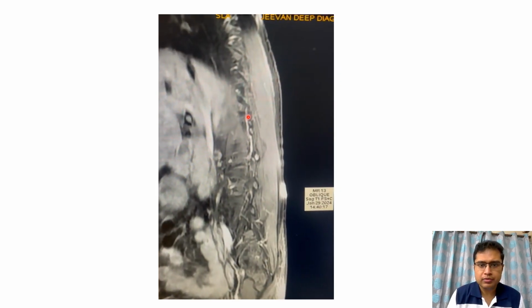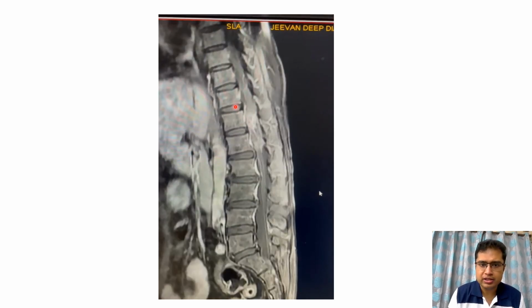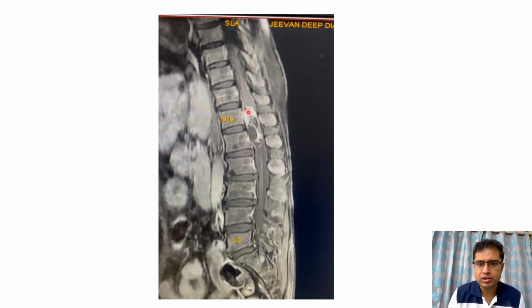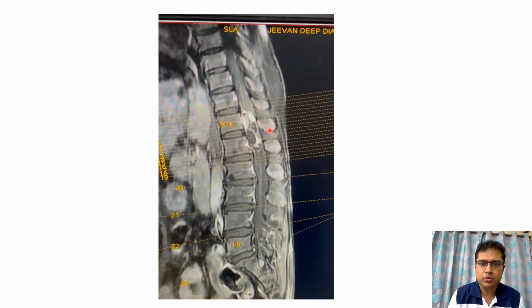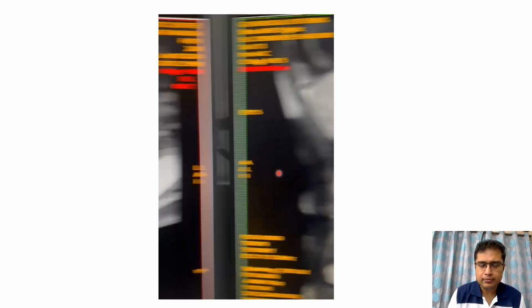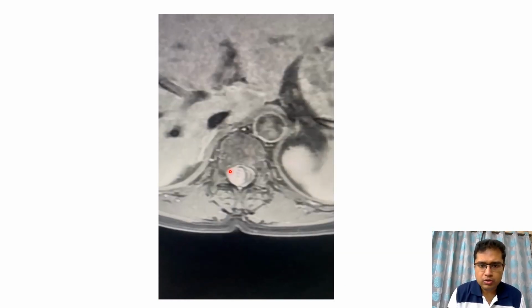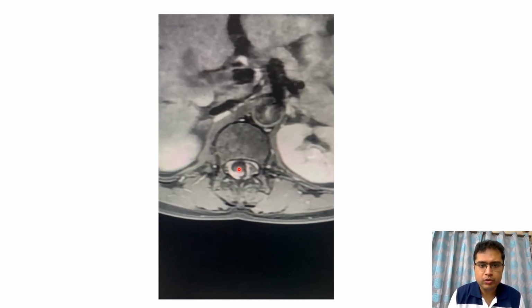So we did a contrast scan for this patient. So these are the T1 post contrast sagittal sections where we can see this solid cystic heterogeneously enhancing lesion at T12 L1 level. To see which compartment it belongs to, we have to see the axial images. So this lesion is actually causing compression of the cord. It's an intradural extramedullary lesion.